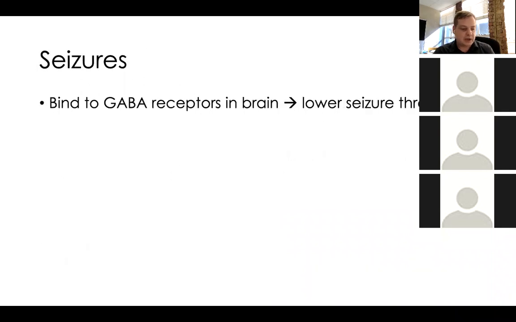Seizures are common with, well, at least relatively common with all the beta-lactams. They all bind to GABA to varying degrees in the brain. GABA is an inhibitory neurotransmitter, remember, so if you bind to it and inhibit it, you're going to inhibit the inhibitor, which means you lower your seizure threshold. You can get encephalopathies as well, in addition to obvious seizures.